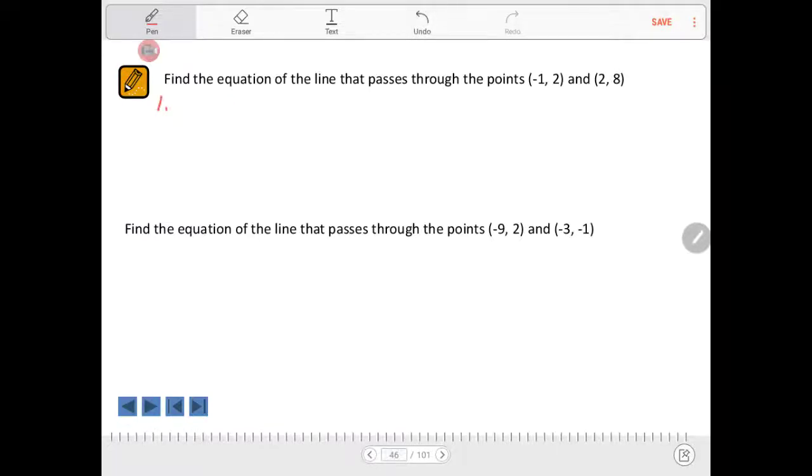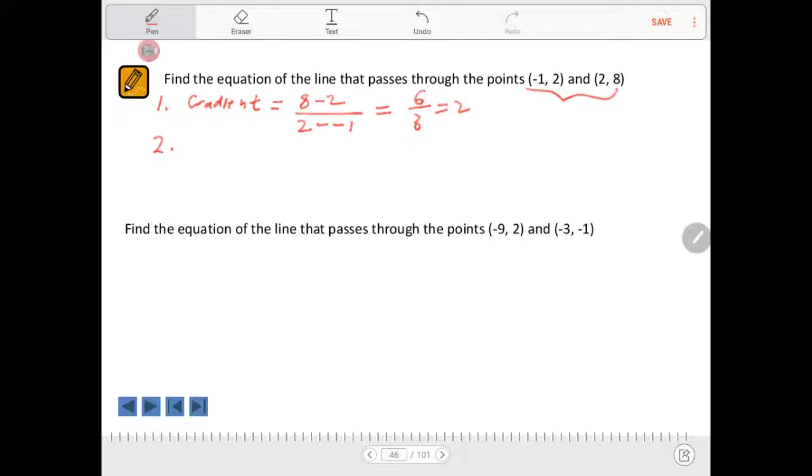Number 1 is gradient. Now this time we're not given the gradient, we're going to need to calculate it using that gradient formula: y2 take y1 over x2 take x1. So in this case that would be 8 take 2 over 2 take negative 1, which gives 6 over 3, 2. This is exactly the same as in the previous video, but there's just this extra little bit of work at the start where we need to calculate the gradient.